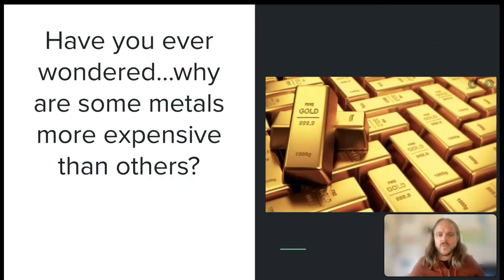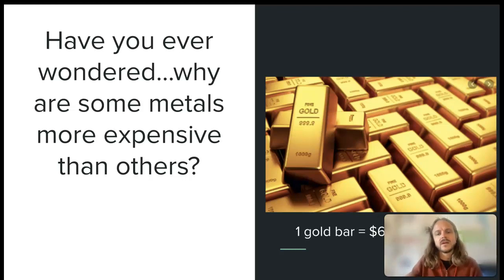Have you ever wondered why some metals are more expensive than others? Think about that. Everything is just made of stuff, right? So why is some stuff more valuable than other stuff? On this picture, you see a gold bar, which in today's world is worth about $61,000. Imagine that gold bar in your hand, and somebody would be willing to give you $61,000 for 1 bar of metal. Okay? Interesting.